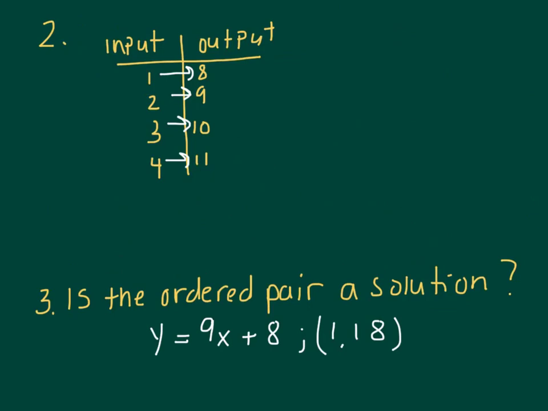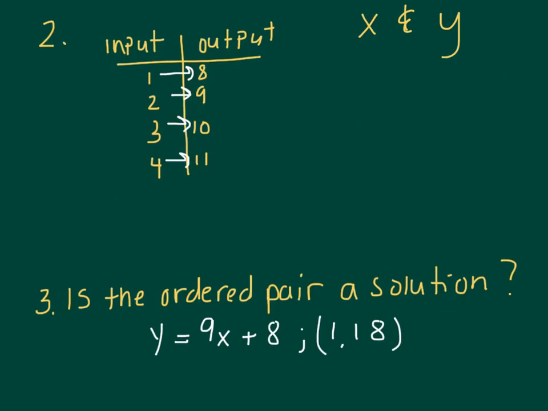Second question, I would like you to write an equation that describes the function. So remember, you are looking at the ordered pairs to see what the difference is between the input and the output. So going from 1 to 8, 2 to 9, 3 to 10, 4 to 11. And write an equation using x and y.